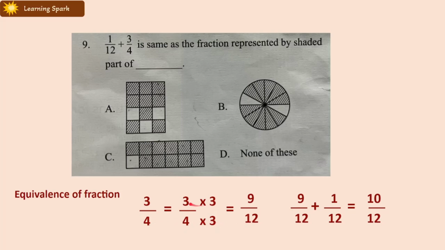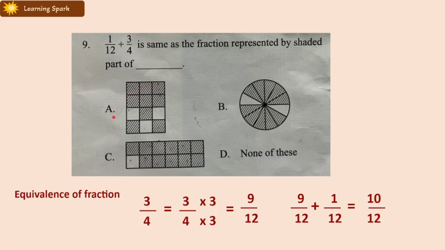And then we have to multiply the numerator also with the same number so that the fraction remains the same. And 3 into 3 equals 9, right? So it becomes 9 by 12. So 1 by 12 plus 9 by 12, this is the summation, which becomes 10 by 12, right? So if there are a total of 12 parts, 10 of them have to be shaded. So 2 of them can be unshaded.